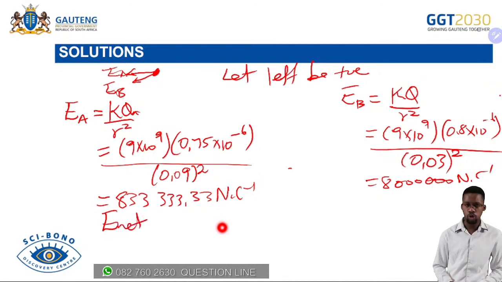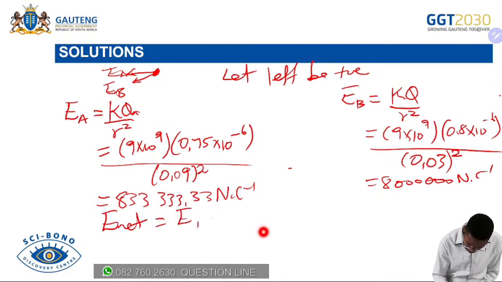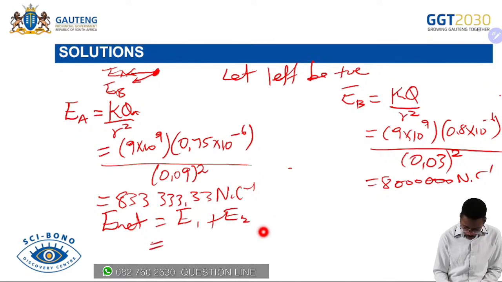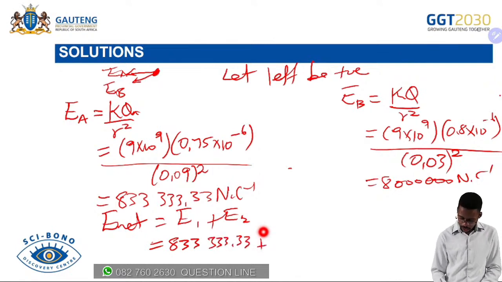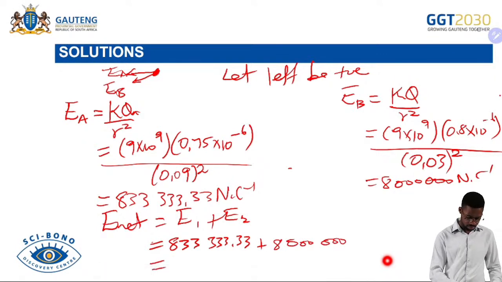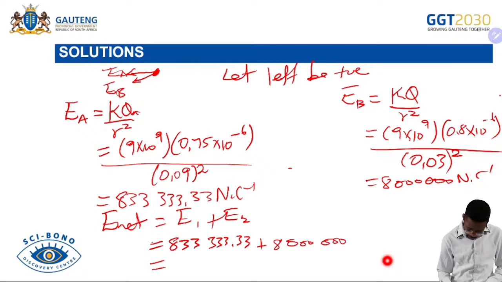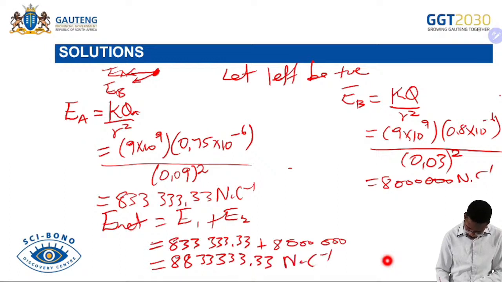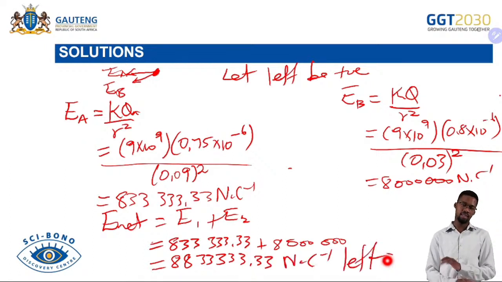E net, the total, is equal to E1 plus E2. What is your E1? 833,333.33 plus E2, which is 8 million. And what will be your answer? Your answer will be 8,833,333.33 newtons per coulomb. In which direction? To the left. So this is what the question required you to do for 5 marks.